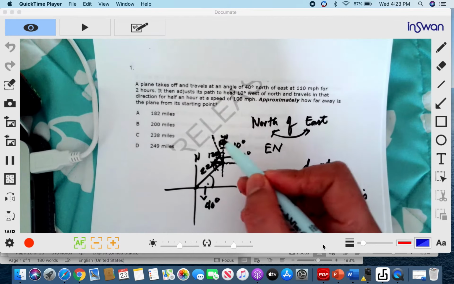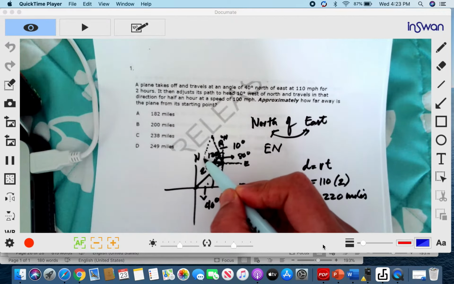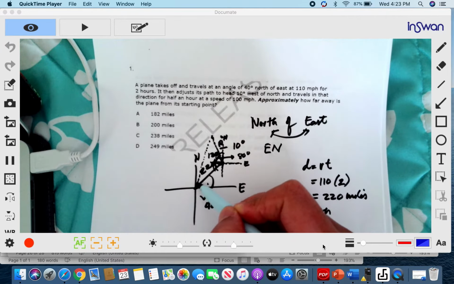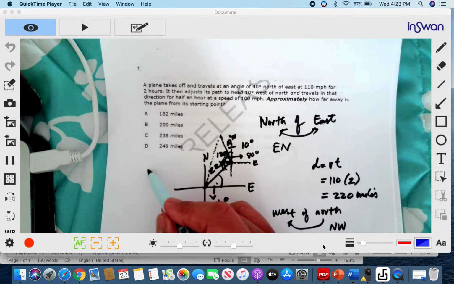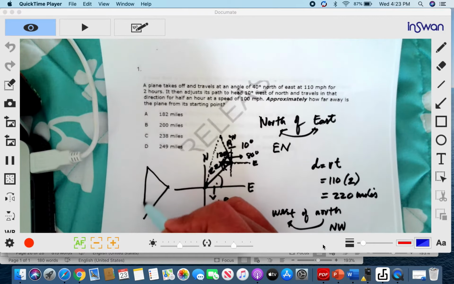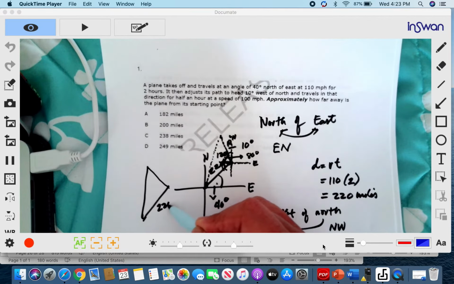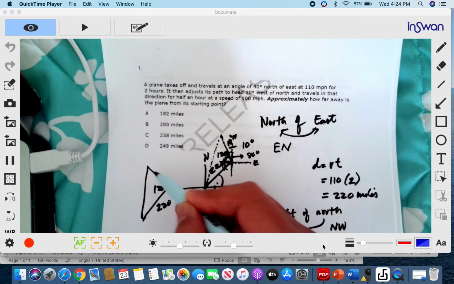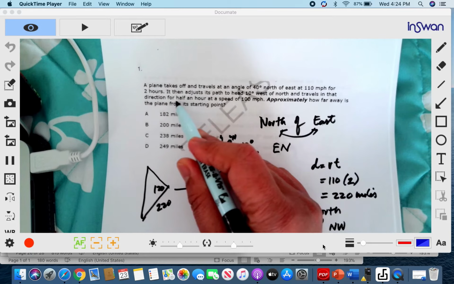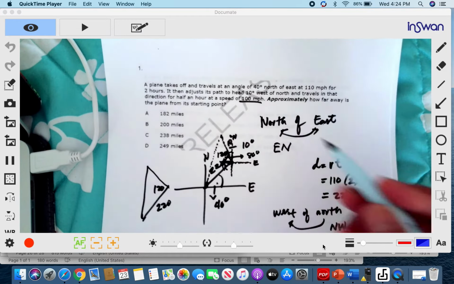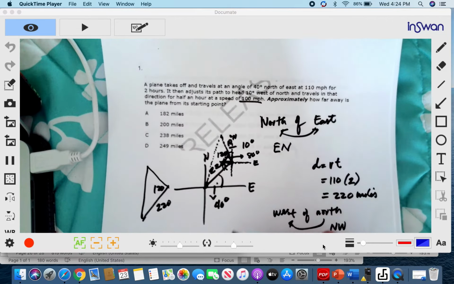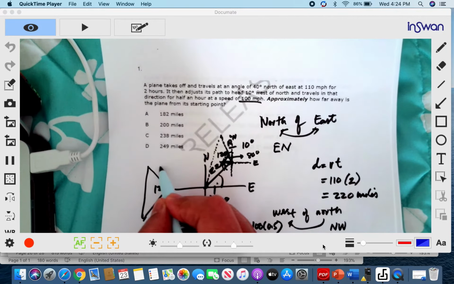Now the problem is asking how far the plane will be from its starting position. So you need to find that side. If I separate the triangle, it looks like this. This is 220 miles. Now we need to find this other distance. It says it will travel for half an hour at 110 miles per hour. So we will multiply 110 by 0.5. So distance 2 is 110 multiplied by 0.5, which gives us 55. So this one now is 55.